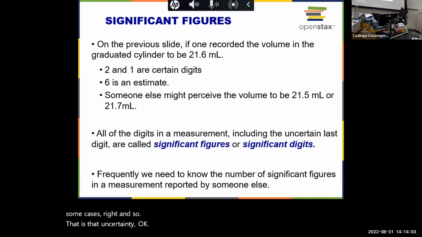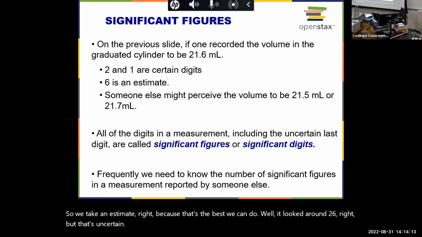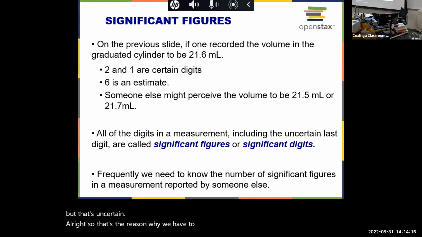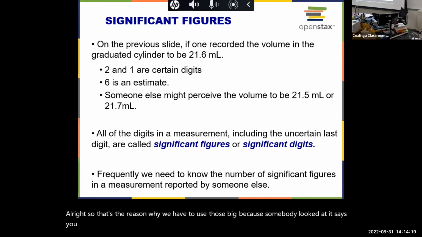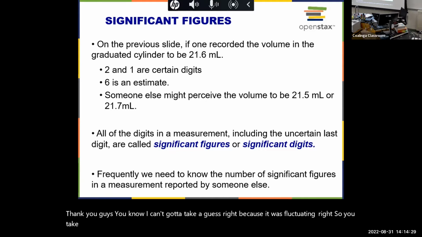So we take an estimate, right? Because that's the best we can do. Well, it looked around 0.6, right? But that's uncertain. That's the reason we have to use those sig figs. Somebody looks at it and says, you took those measurements, were they certain? And you're like, okay, I had to take a guess, because it was fluctuating, right? So you take that estimate: oh, it looks like it's closer to this, right?